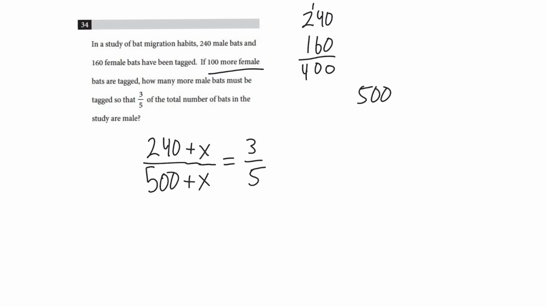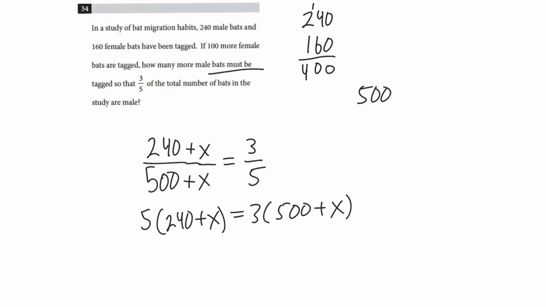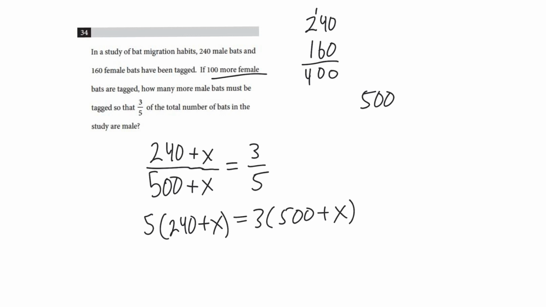3/5. Okay, so we just have a simple proportion here, and we can cross multiply. What we'll end up with is 5 times (240 plus x) should equal 3 times (500 plus x). Okay, so let's see if I can, oops, oh, didn't want to do that. Okay, so much for that.